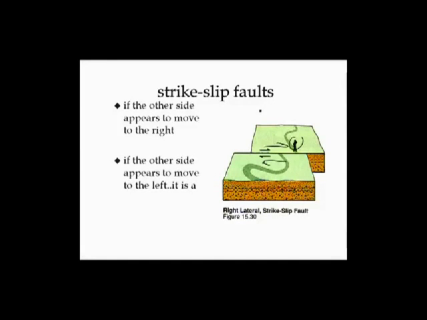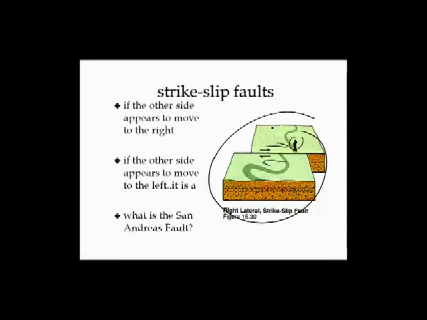If, however, it looks like the other side moved to the left, you have what's called a left lateral strike-slip fault. So, right lateral strike-slip fault, left lateral strike-slip fault. The San Andreas, one of the most important strike-slip faults in the world, that is right lateral.